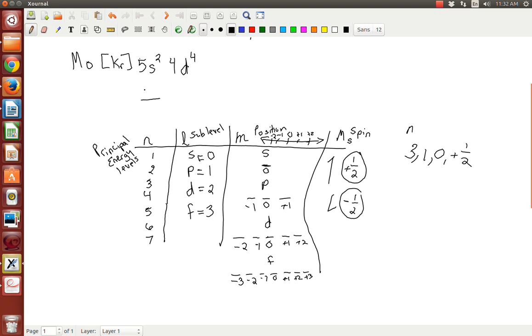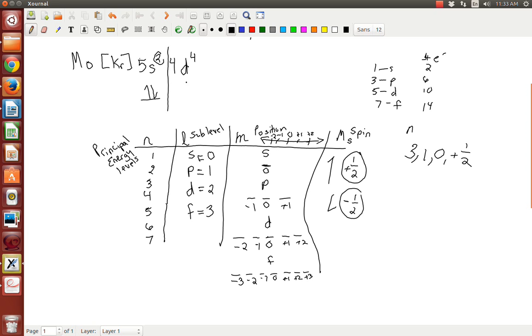The S has one shape, one orbital, so up and down because it has both electrons filled. The D has 5 shapes. Remember, for S, P, D, and F, it's 1 for S, 3 for P, 5 for D, and 7 for F. So 1, 3, 5, 7. And number of electrons would be 2, 6, 10, and 14, or 2 times 1, 2 times 3 is 6, 2 times 5 is 10, and 2 times 7 is 14.